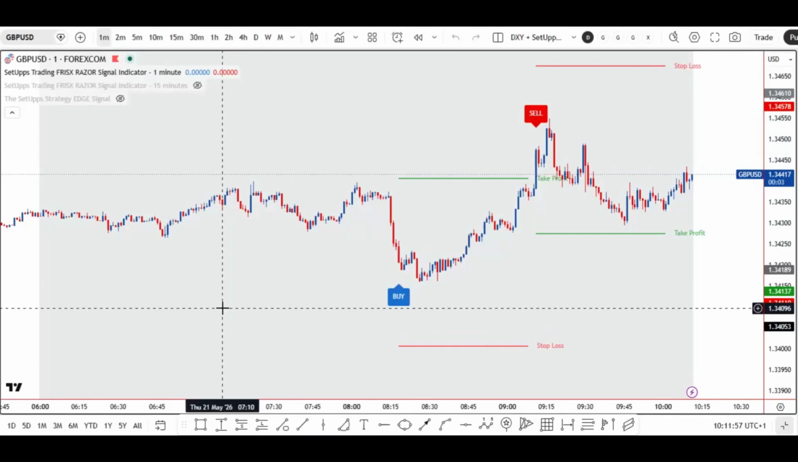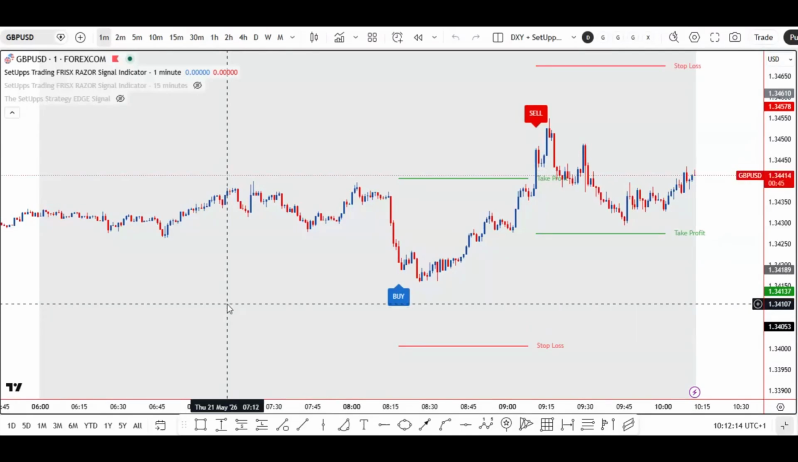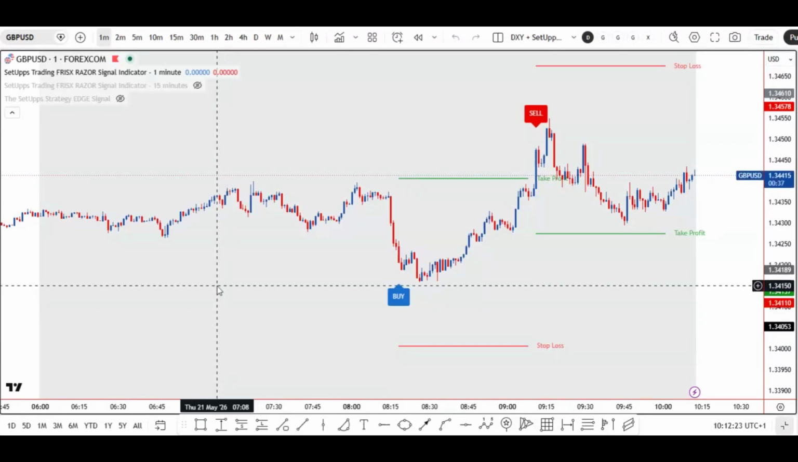Hi guys, I thought I'd record a quick video of my trading session using the Frisx Razor indicator on TradingView. It's Thursday the 21st of May. I'm trading live GBPUSD. If you've seen my previous videos, I've had recordings of the Frisx indicator, not cherry picking, showing all the losses and the wins and the pips that we've made. This is not financial advice anyway.